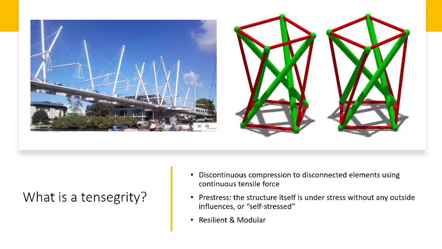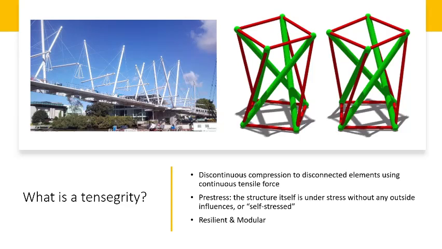This is due to the structure's prestress. Prestress is an equilibrium concept where the structure itself is under stress without any outside influences, or self-stressed. Tensegrities are also modular. For example, the two basic structures on the right can be stacked on top of each other to create a taller, more complex tensegrity.